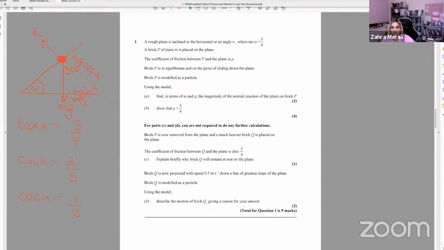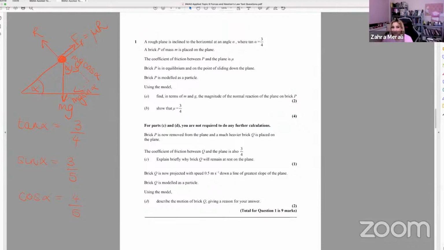It's on the point of sliding down. So that means the friction is acting up. Now, you'll see in some places they use F or FR. You can do that, but I would always immediately write mu R. So you know that friction is mu R. You can write that in immediately without doing anything else. Okay, so now we've got a diagram. We should make everything easy.